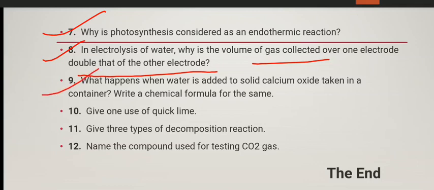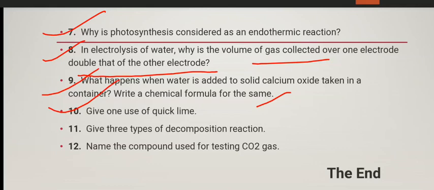9th question is, what happens when water is added to solid calcium oxide taken in a container? Write down the formula of the same. See, solid calcium oxide is taken in a container, so what will you write? CaO, that you have to write down. Now, give one use of quicklime. The use of quicklime is whitewashing. It is used for that, and many other uses are there.